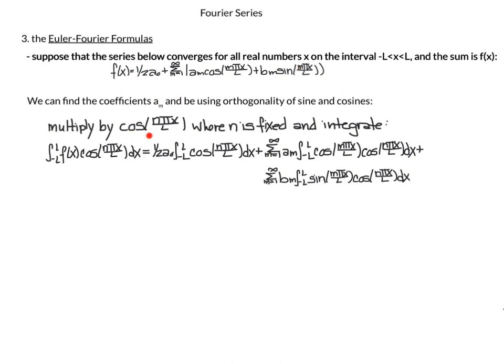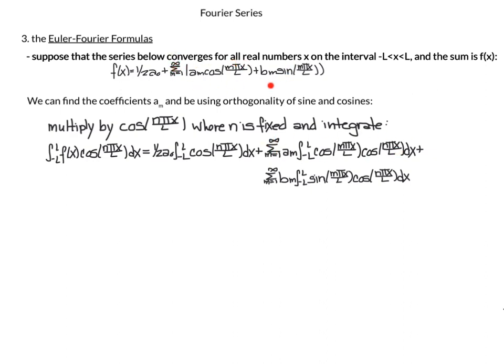We're going to multiply everything by cosine n pi x over L, and then integrate. So first, let's just look at this constant term. It gets multiplied by, so our 1/2 a naught gets multiplied by cosine n pi x over L, and then we integrate. And when we integrate, we can just pull out the constant. This next term here, we're going to multiply a sub m, it's going to be pulled out of the integral, times cosine of m pi x over L times cosine n pi x over L. So that's this part of our series.